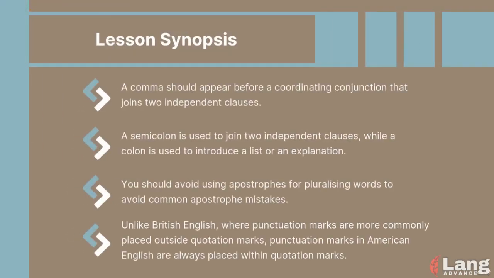Lesson synopsis. A comma should appear before a coordinating conjunction that joins two independent clauses. A semicolon is used to join two independent clauses, while a colon is used to introduce a list or an explanation. You should avoid using apostrophes for pluralizing words to avoid common apostrophe mistakes. Unlike British English, where punctuation marks are more commonly placed outside quotation marks, punctuation marks in American English are always placed within quotation marks.